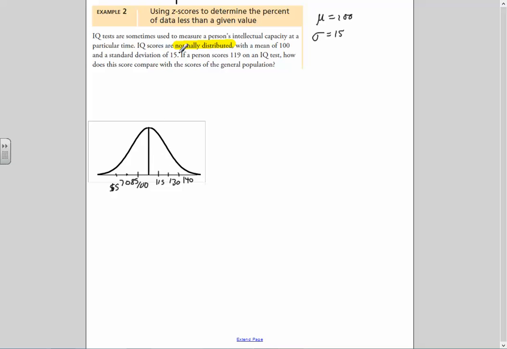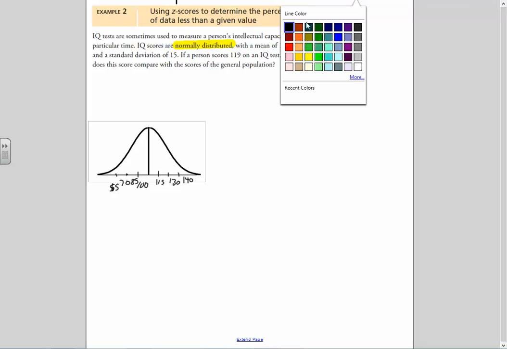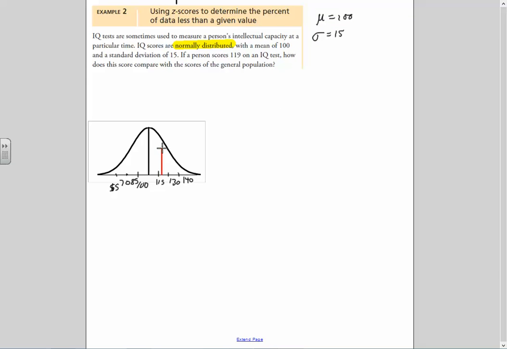And the question asks, if a person's IQ score is 119 on a test, how does this score compare with scores of the general population? Now, we can't use the percentages that we know, within one standard deviation is 34%, 13.5%. Those are not going to apply. So we'll just mark where the 119 is, or estimate where that should appear, somewhere right here.